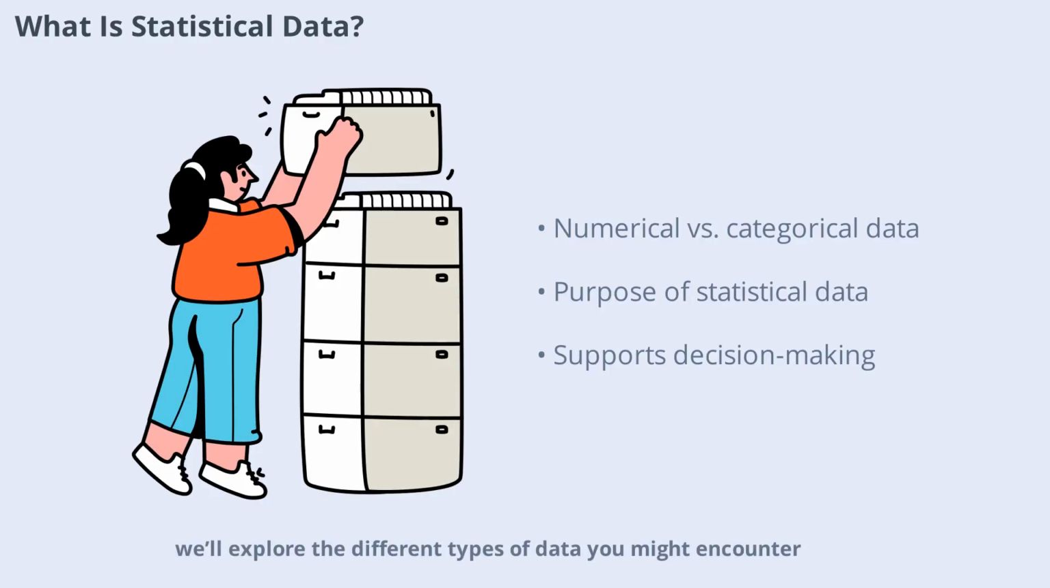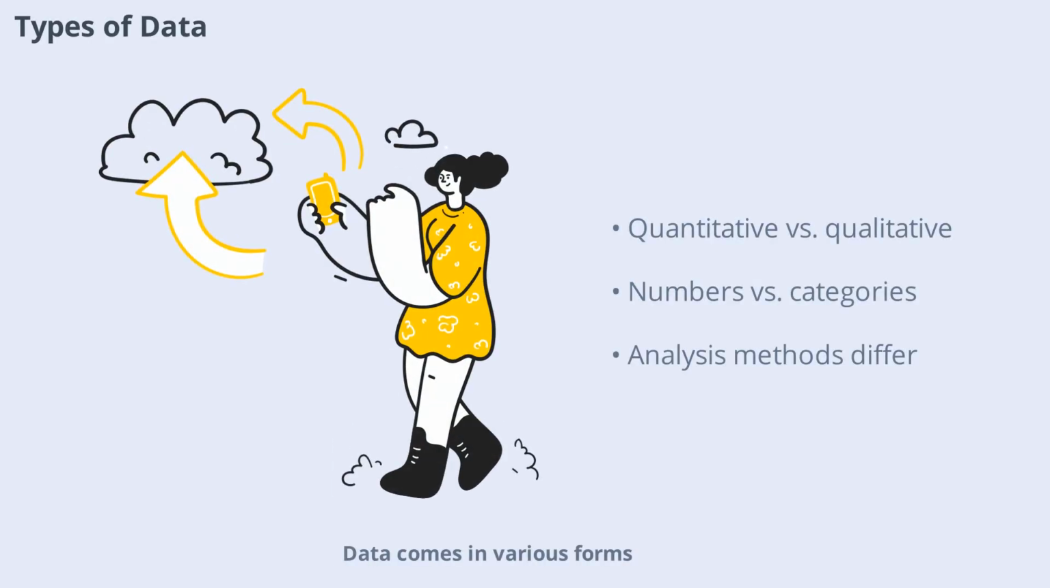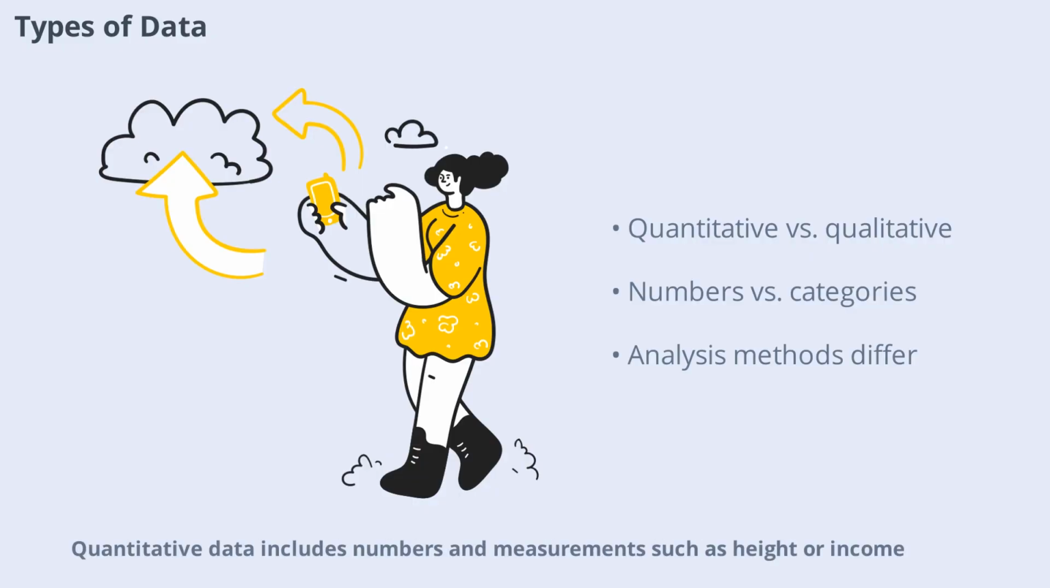Next, we'll explore the different types of data you might encounter. Data comes in various forms, and recognizing these types is crucial for proper analysis. Broadly, data is classified as quantitative or qualitative. Quantitative data includes numbers and measurements, such as height or income. Qualitative data, on the other hand, describes qualities or categories like colors or brands. Each type requires different analysis techniques. By identifying your data type early, you set the stage for accurate and meaningful results.